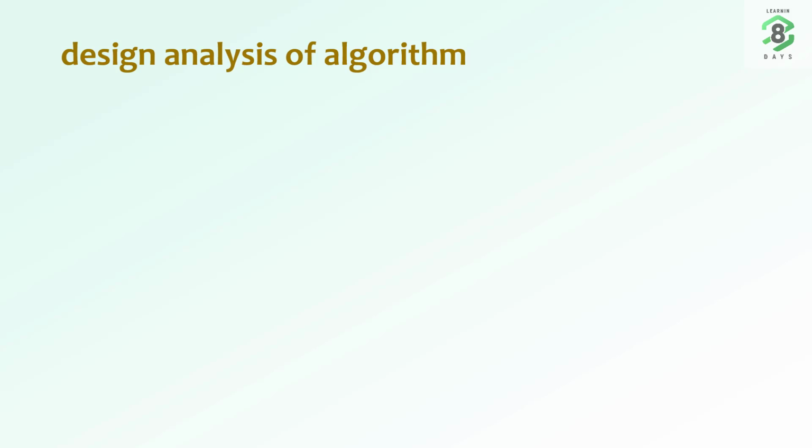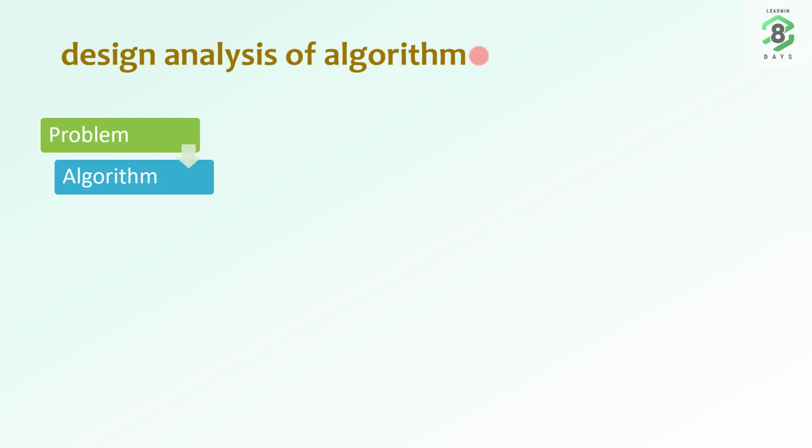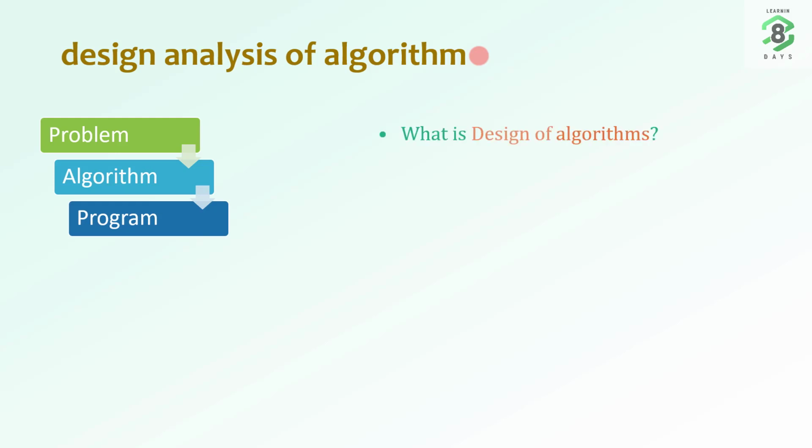So the steps we can think like this: if we have a problem to solve, then from that problem we try to design an algorithm or a set of algorithms, and from that algorithm we write a program to solve the problem. So in this design and analysis of algorithms, the design means how to design different algorithms to solve a problem. For example, if we have a problem, we may have different algorithms to solve the problem.